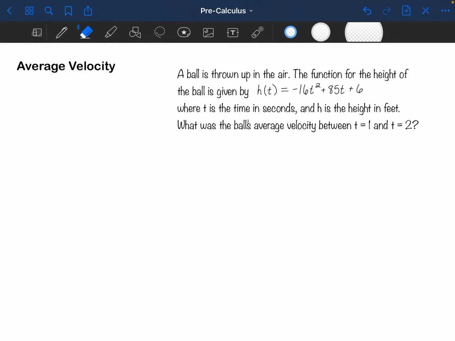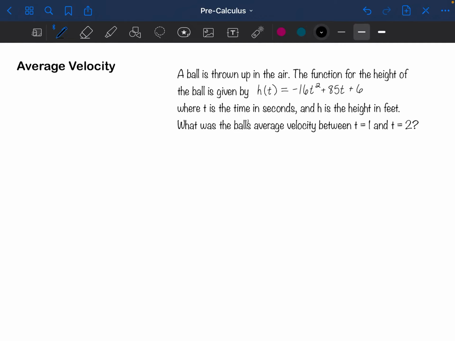All right, let's figure out average velocity. Average velocity, average rate of change, same thing, except now we have some context. So we've got a ball that's thrown up in the air. The function for the height of the ball is given by h of t equals negative 16t squared plus 85t plus 6, where t is the time in seconds and h is the height in feet. What was the ball's average velocity between t1 and t2?